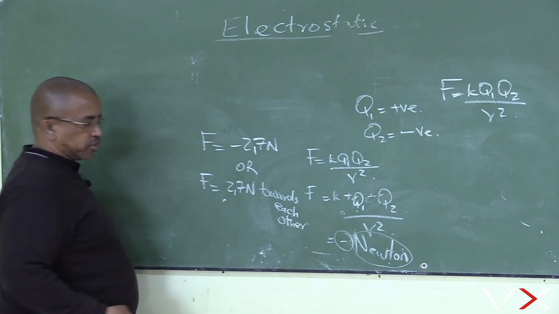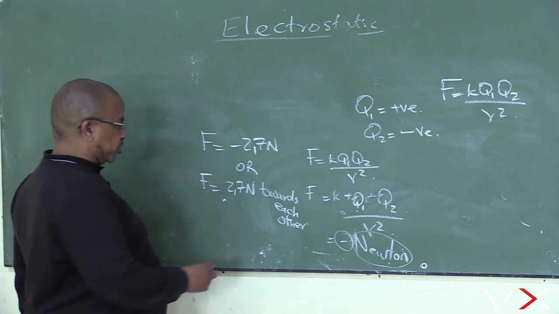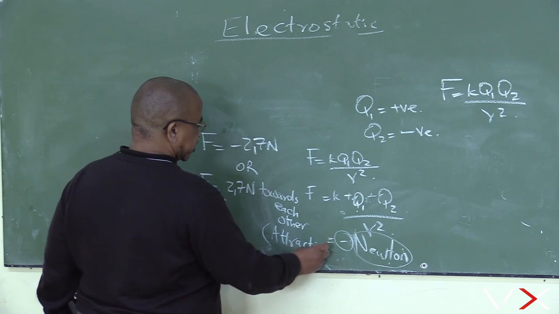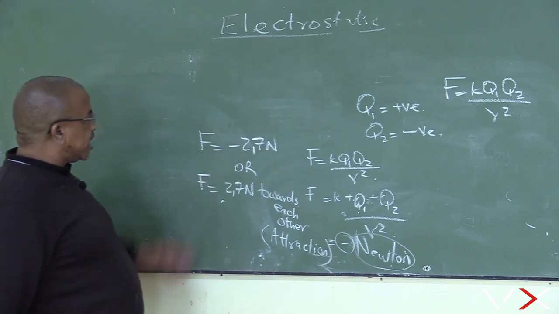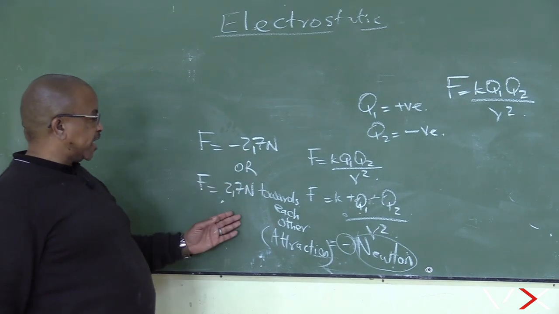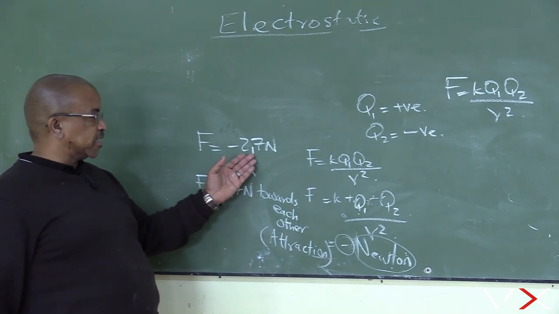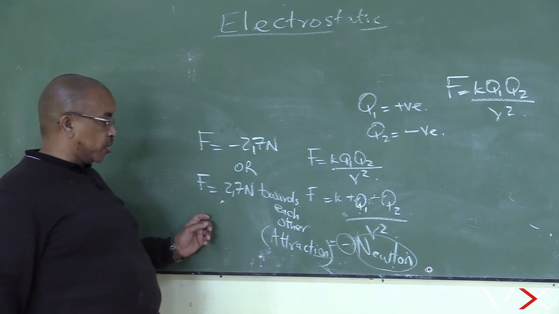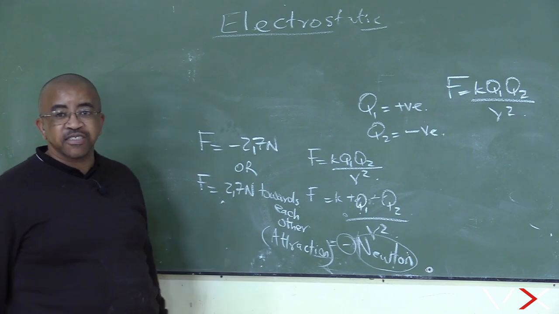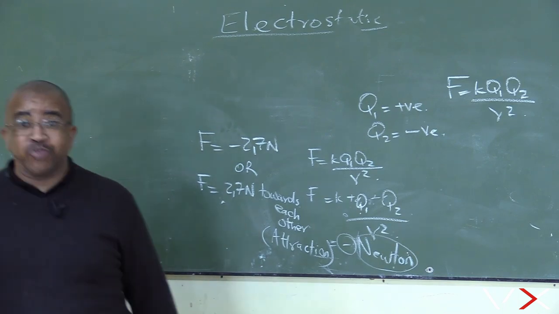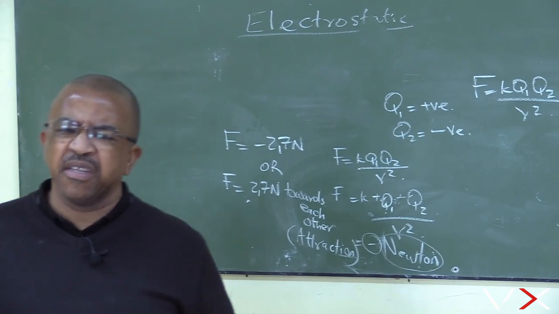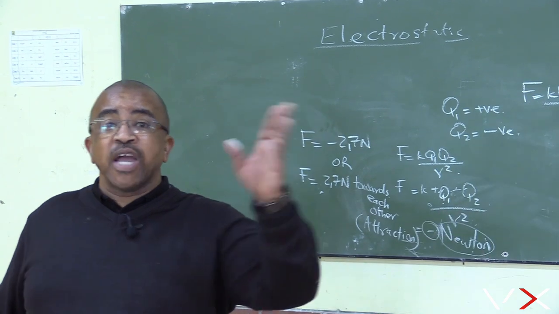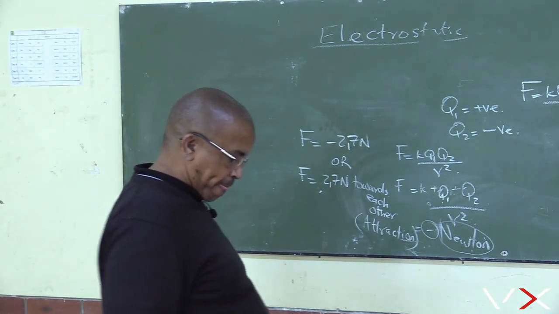27 newtons, it's attraction. Mungafun towards each other, you can say attraction. So the nature of this force is attraction. If the electrostatic force is negative, it means either you say minus 27 newtons or 27 newtons towards each other or 27 newtons attraction. Ungathi minus 27 newtons attraction. Loya minus manje so accommodated monga ubhalanga kwi attraction or towards each other.